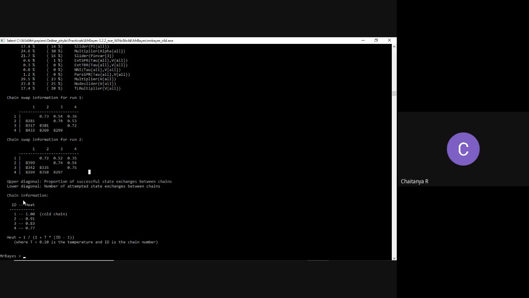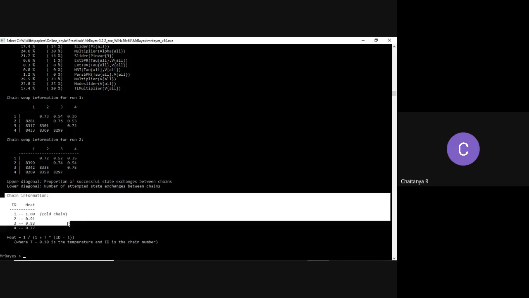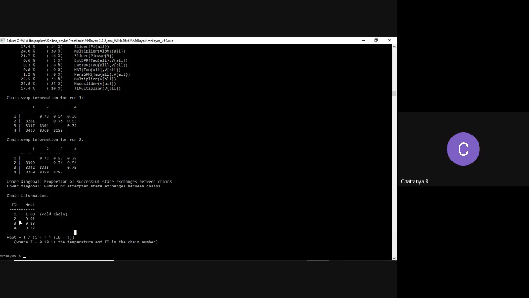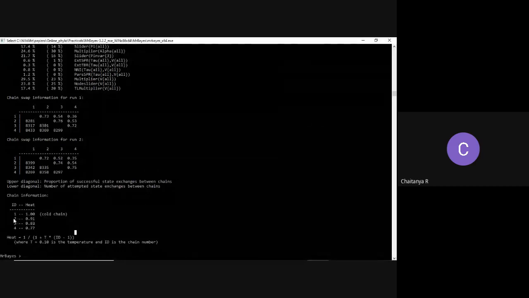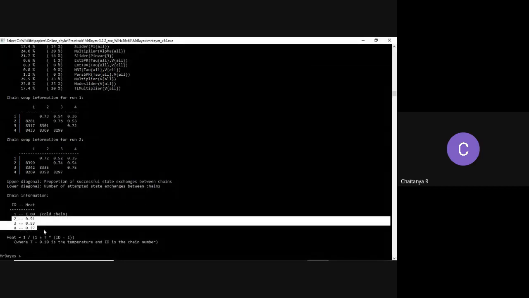And then in the lower bottom, you see there's this information, which is the chain information, right? It says my first chain is the cold chain, and this is that beta value that we showed in the presentation. For the cold chain, the beta value is 1, which means the posterior probability does not get changed or does not melt. But for every subsequent chain, the beta value is a fraction, which is less than 1, which means these fractions are going to melt the posterior probability a little, so that these chains can traverse better.